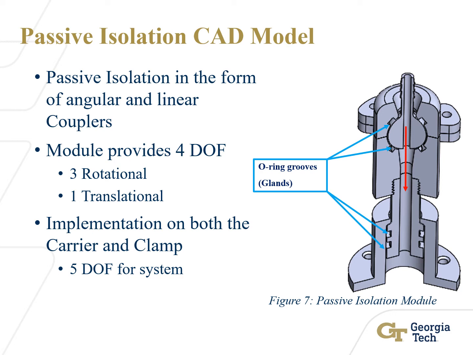The angular coupler provides 3 degrees of rotational freedom, and the linear coupler provides 1 degree of translational freedom. The module attaches to both the clamp and the carrier, which are perpendicular to each other. This means that the system as a whole has an additional translational degree of freedom, which means that the system has 5 degrees of freedom in total. Please note that the grooves shown, known as glands, are for seating the O-ring seals to ensure water tightness, which will be discussed in detail in the upcoming slides.